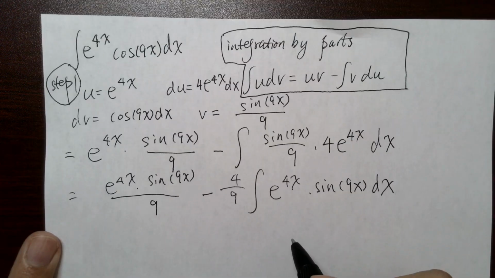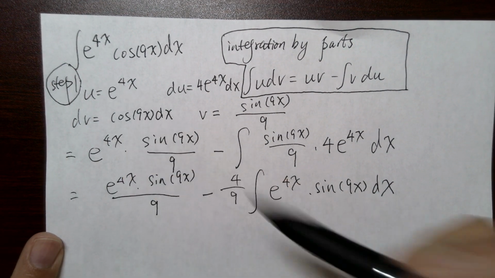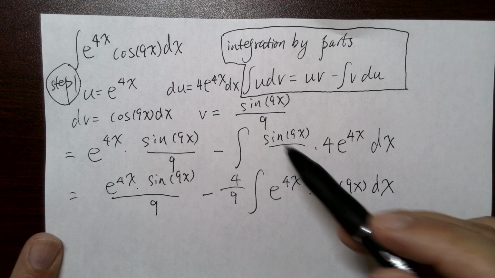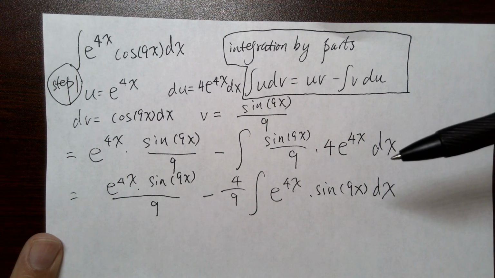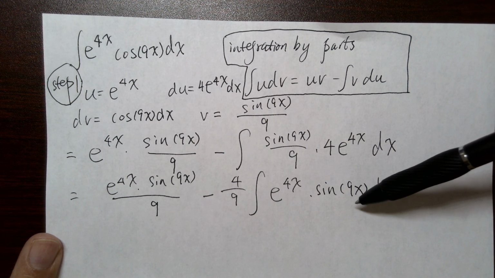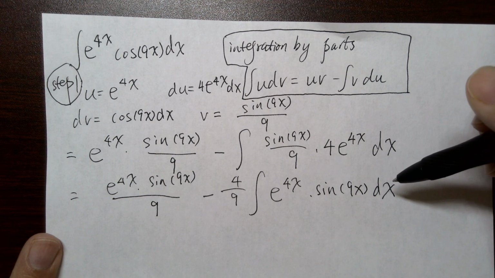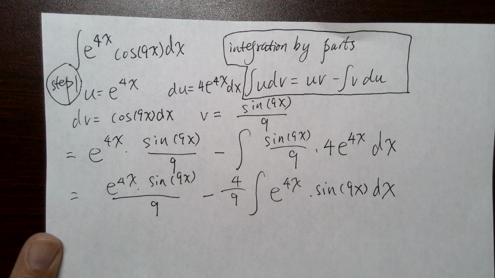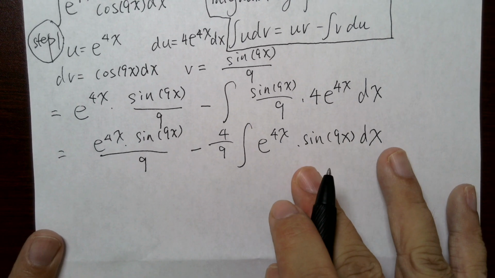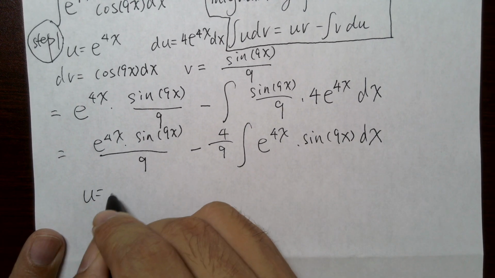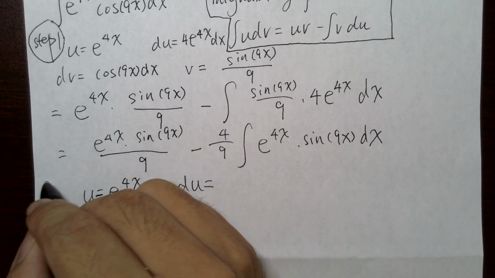But after this integration by parts, it seems like the left and the right side, the complexity level does not change, right? Still, it's an exponent multiplied by a trig function. So what we can do under this situation, like I said, it's kind of like a loop: you apply the integration by parts again. In this part, we just focus on this piece here. As you see, we set our u equals still e to the power of 4x. This is step 2.